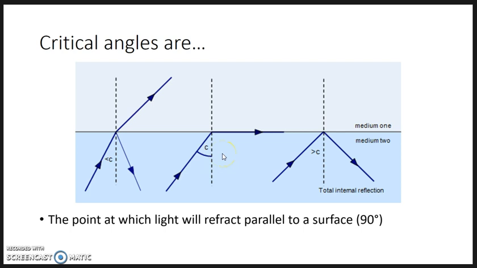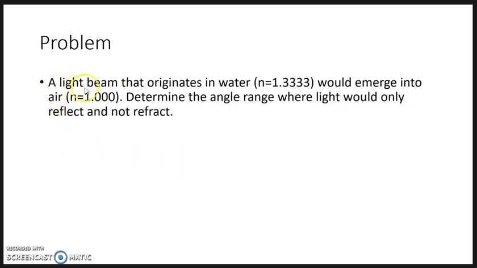So let's take a problem for this. A light beam that originates in water, and I give you the index of refraction here, that's actually 1.333, but we'll go with it, would emerge into air with another index of refraction. Determine the angle range where light would only reflect and not refract. What they're talking about right here is we're trying to find out what is the area where we get this total internal reflection. So let's go to our solution.